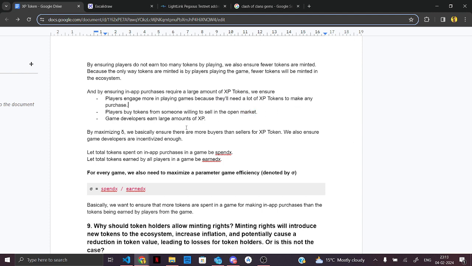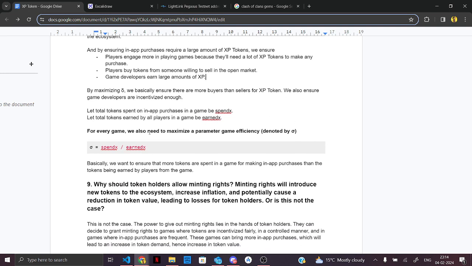And game developers, because they are charging many XP tokens even for a little purchase, will be incentivized. Game developers earn large amounts of XP. So by maximizing delta, we basically ensure that there are always more buyers than sellers for XP tokens. We also ensure game developers are incentivized enough.